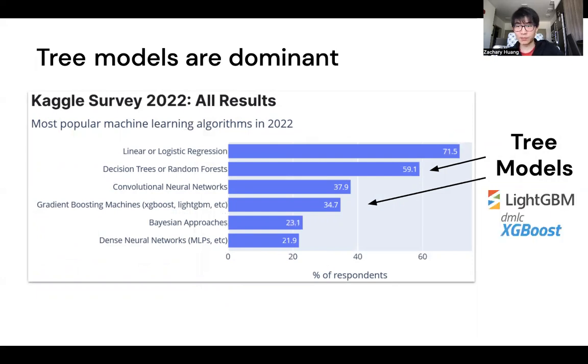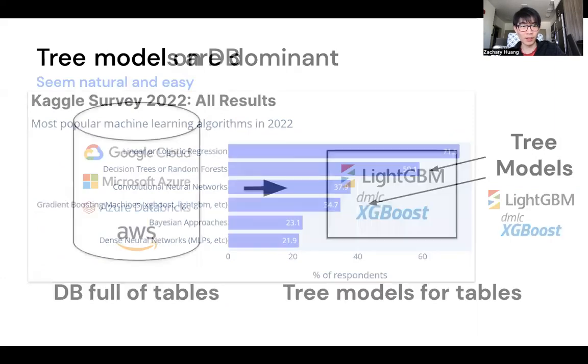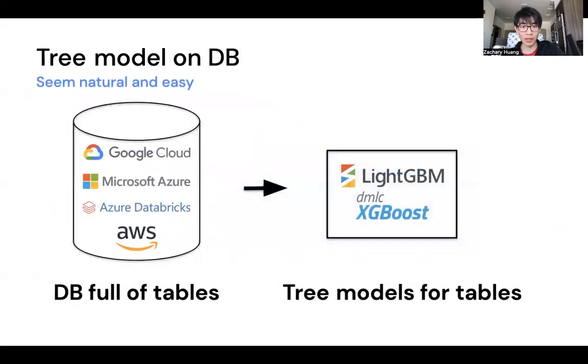So in response, machine learning communities have developed machine learning libraries like LightGBM and XGBoost that offer user-friendly APIs and superior single-node performance. Now, you may think that applying tree models to databases is natural and easy. Databases are full of tabular datasets, and tree models are specifically designed for them. However, the process may not be that simple, as illustrated next.